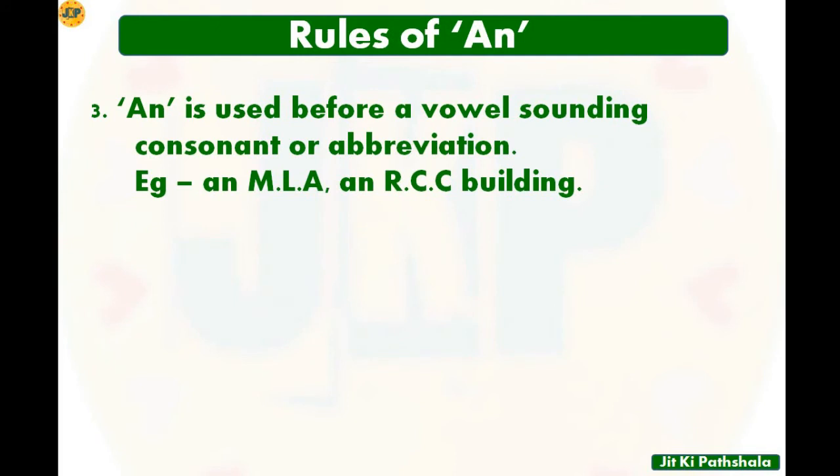Number 3, an is used before a vowel sounding consonant or abbreviation. It means that the letter is a consonant, but when we pronounce it, it sounds like a vowel. That is what we call a vowel sounding consonant, or you can say abbreviation. So in that case also we use an. For example, an MLA. Whenever we pronounce MLA, when we say M, as we all know, M is a consonant, but when we pronounce M, A comes first. That means it is a vowel sounding consonant. So in that case, we use an.